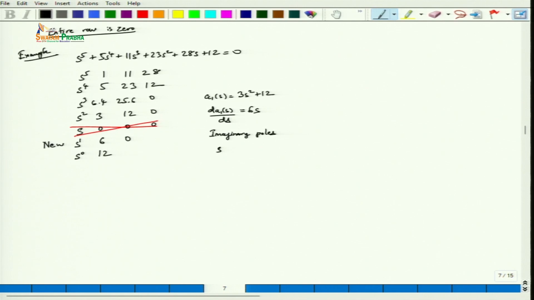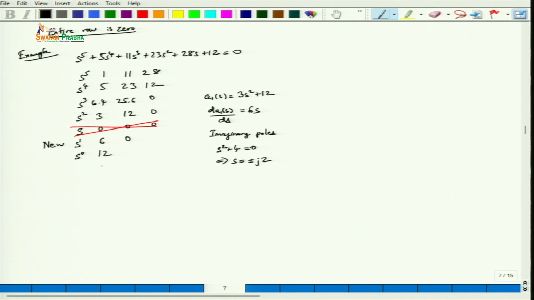So, we will simplify, we will get this 3s square plus 12. So, we get s square plus 4 is equal to 0, which implies that s is equal to plus or minus 2j. So, that is the significance. When the entire row is 0, we have imaginary poles.